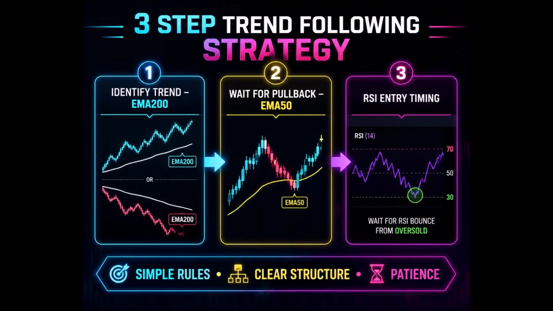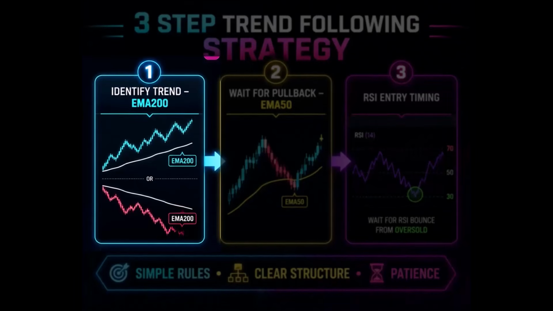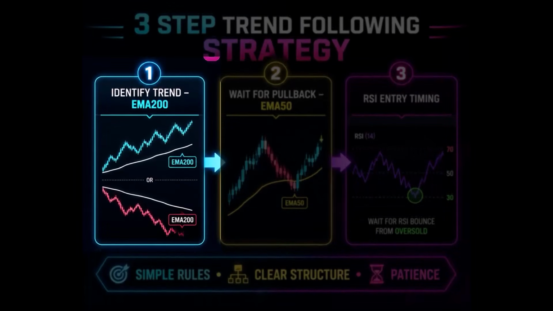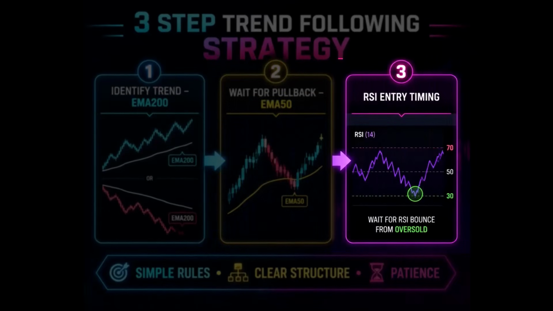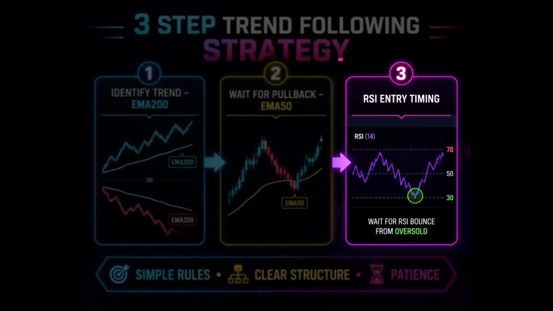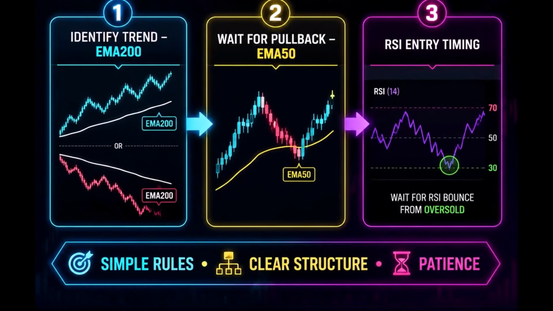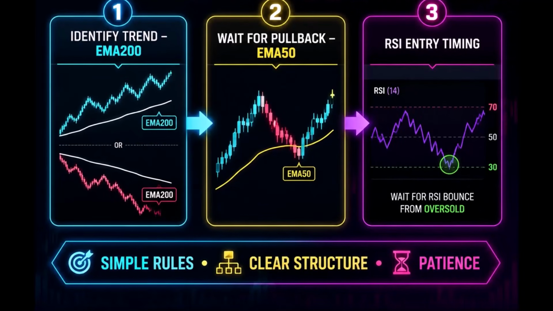So that's the full strategy. First, identify the trend using the EMA 200, then wait for a pullback to the EMA 50, and finally, use the RSI to help time your entry. Simple rules, clear structure, and most importantly, patience.